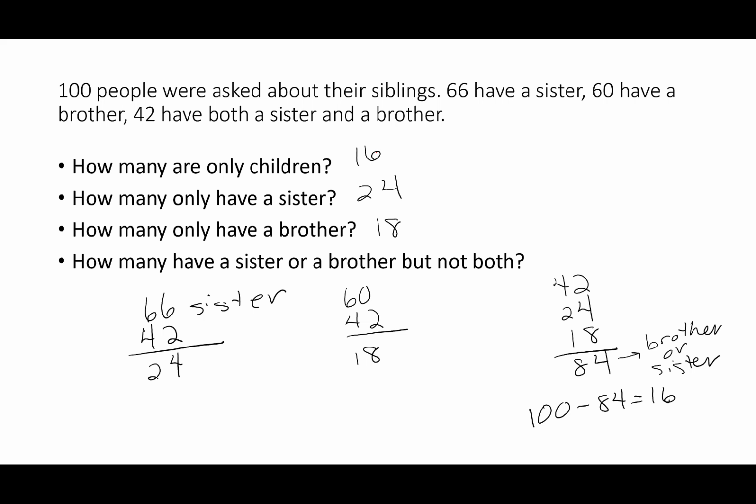The last piece says how many have a brother or a sister, but not both. That would be back to our 24 and our 18. The ones that only have a sister or only have a brother, 24 plus 18, which gives me 42. Now, sometimes this can be kind of hard to go through this way, so let me show you a different way we could approach this problem.